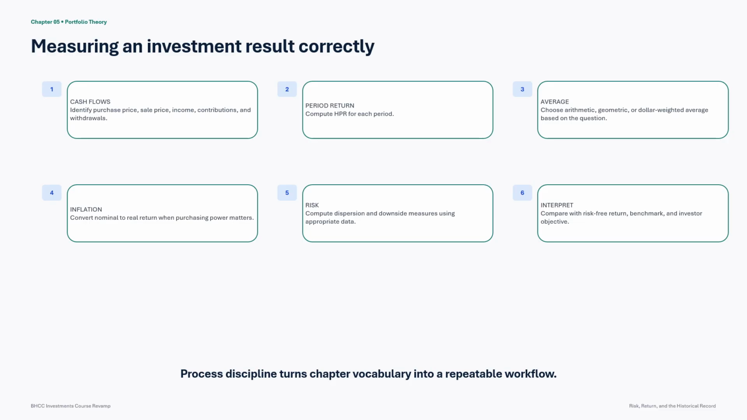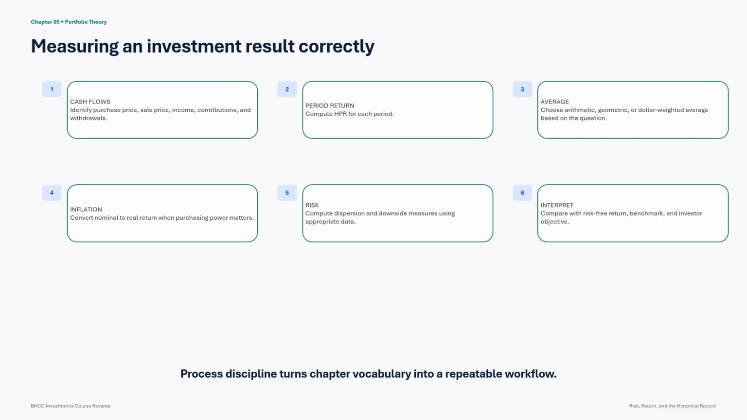Step 2 is to calculate the holding period return for each period. Keep the units consistent. A monthly return and an annual return should not be compared without adjustment. Step 3 is to choose the correct average. Use arithmetic average when estimating an expected one-period return under appropriate assumptions. Use geometric average when describing multi-period compound growth. Use dollar-weighted return when the timing of investor cash flows is part of the story.